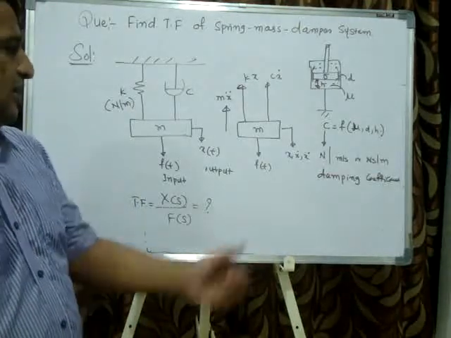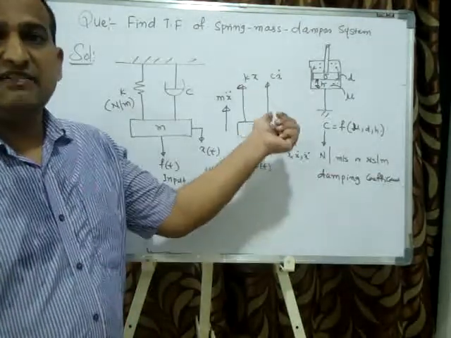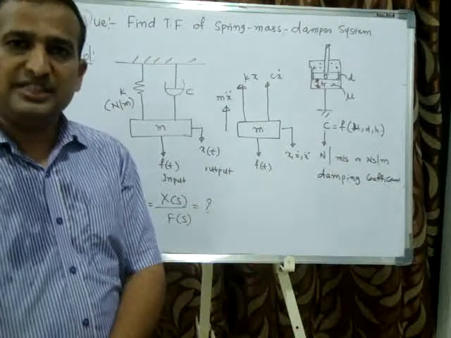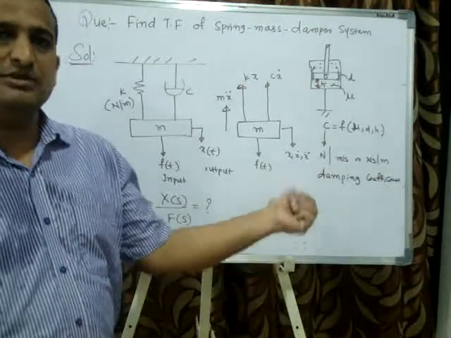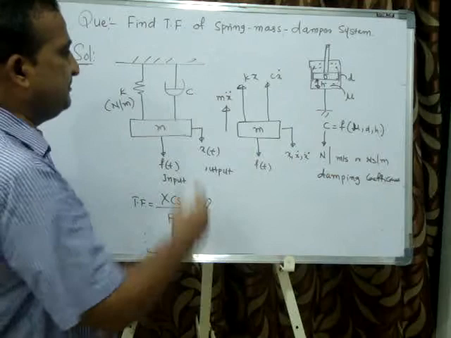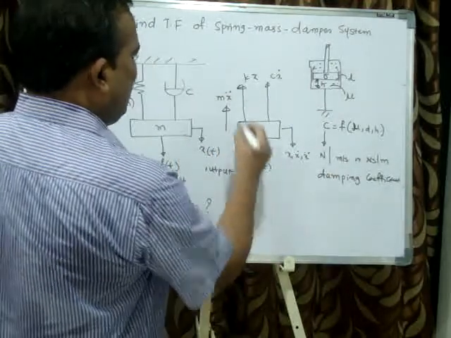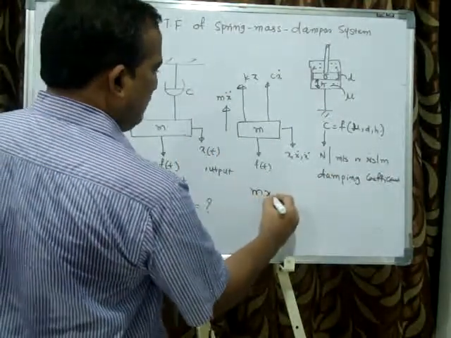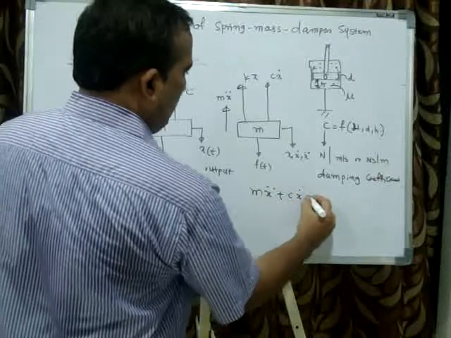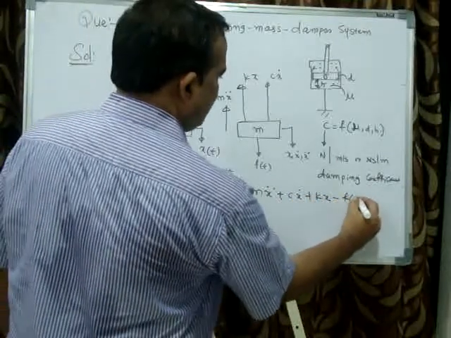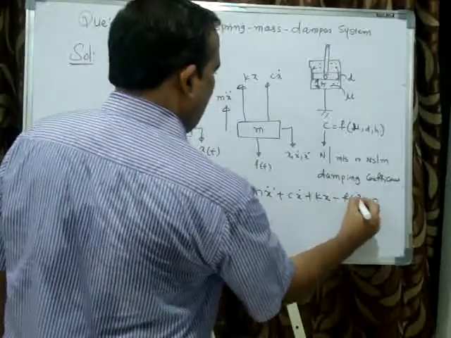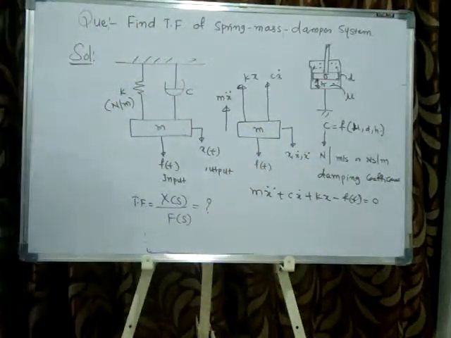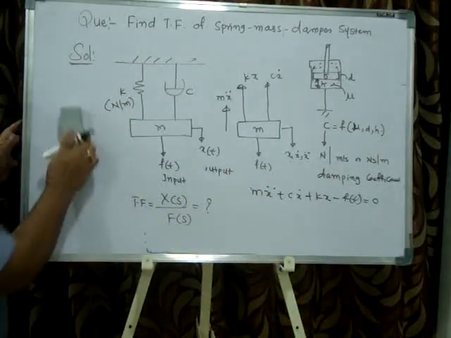And here I will not consider mg and static deflection. K delta x is equal to mg. Both are equal, so I am neglecting the mg force. Now under equilibrium, I will write the equation. Sigma F of y equal to 0. Upward forces are positive and downward forces are negative. This is the equation, applying D'Alembert's principle.